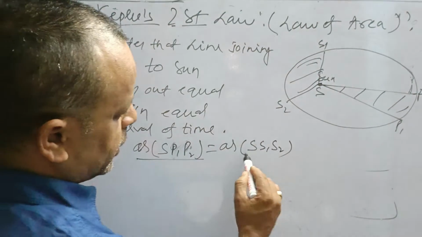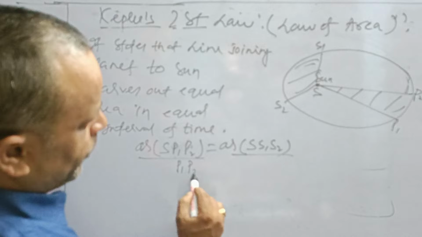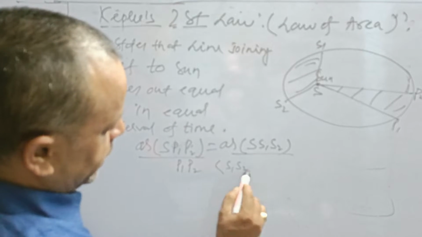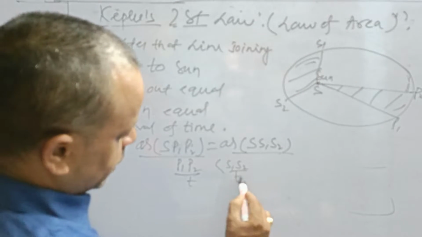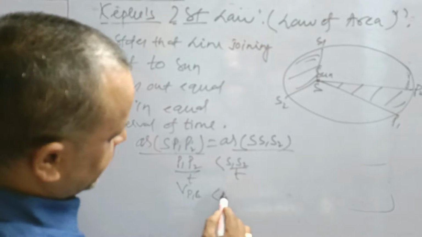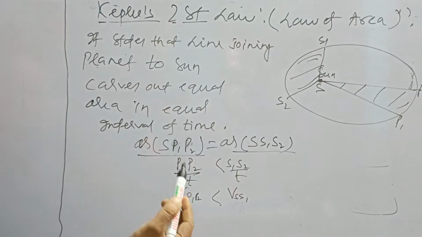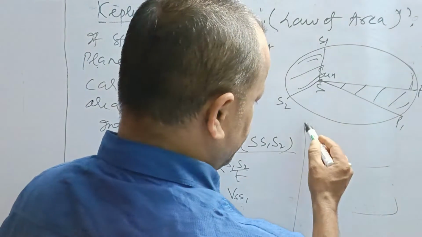That means this length is comparatively less: P1 P2 is less than S1 S2, and they have been covered in the same time. This means the velocity at P1 P2 is less than the velocity at S1 S2, because it has to move fast, and we can even prove it.